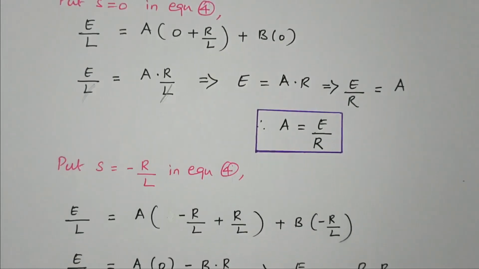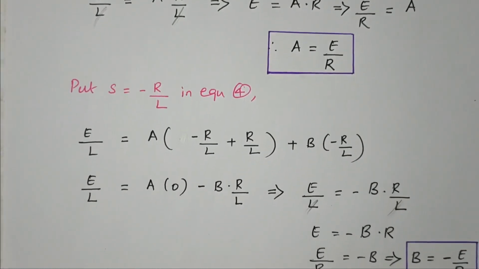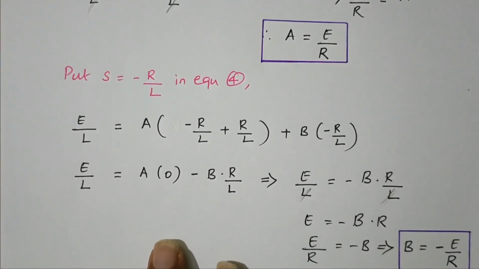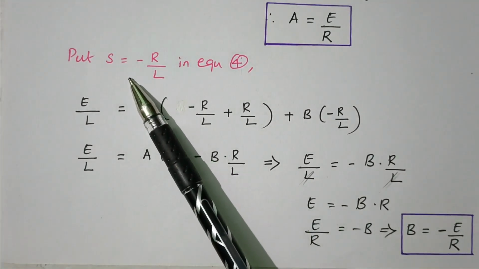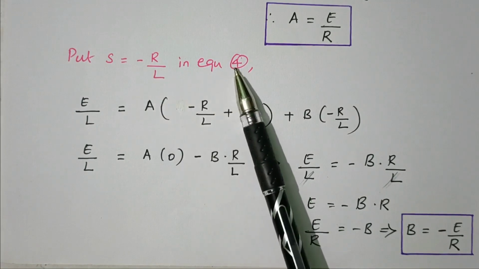Now we need to find the term B. In order to find B, we are substituting s equal to minus R by L. This s is substituted as minus R by L in equation number 4.